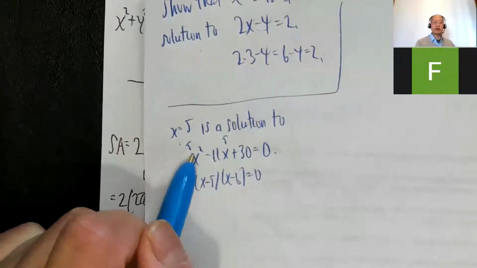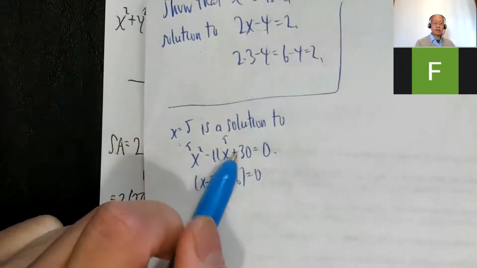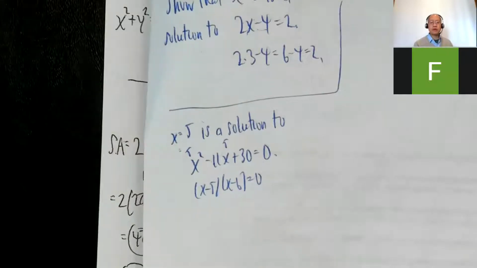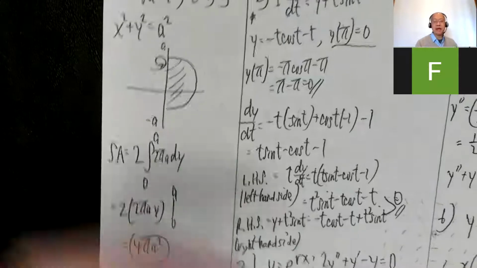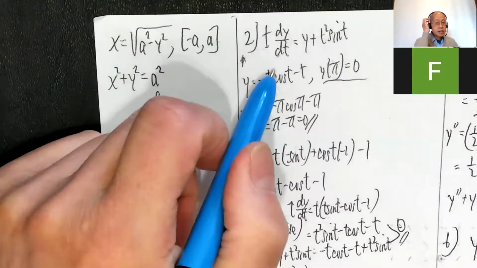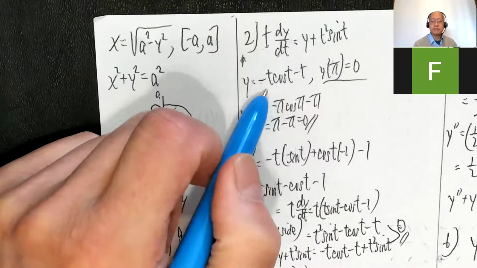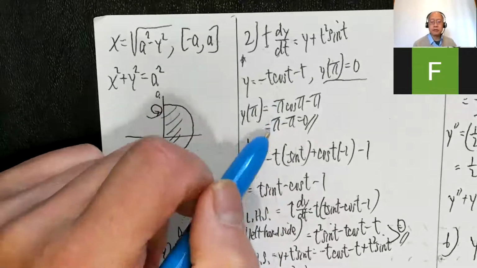5 squared is 25 minus 55 plus 30. It is 0. So it definitely works. I don't know how you got it, but it works. So we're at that stage, baby stage of differential equations. I don't know how they came up with this, but I'm just going to show that it works.